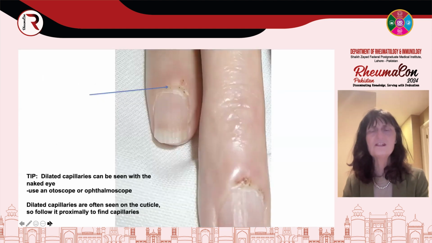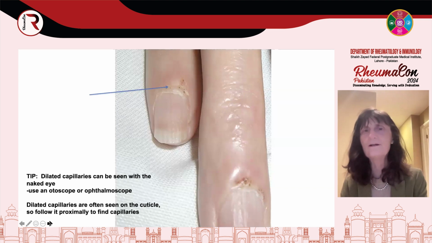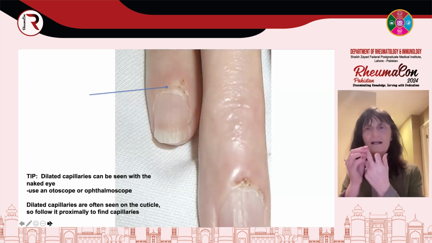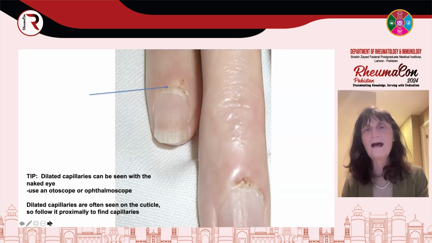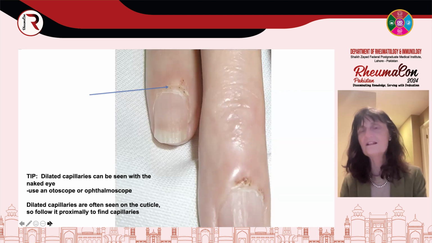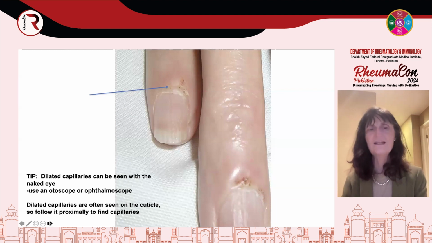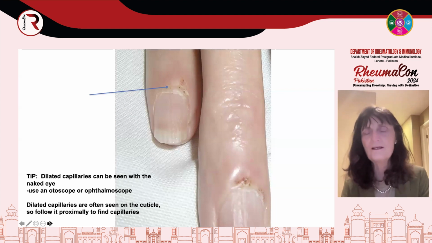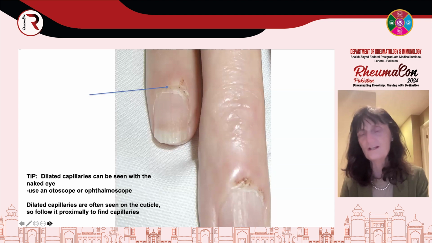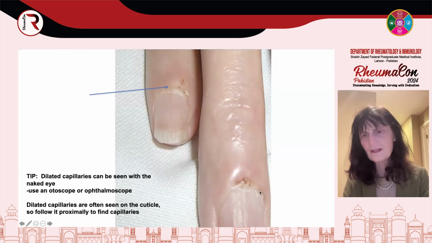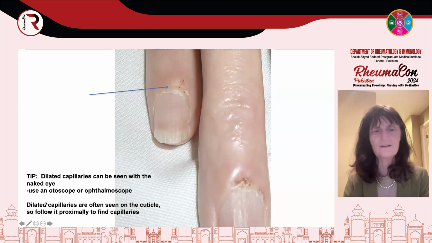So here, you can see dilated capillaries. At the blue arrow, you're looking at just a vascular change on the cuticle. And if you follow it back, you can see some capillary change, and you can see it more on the other finger I'm showing you. And you can see a little bit of shininess. And when you look at this patient, you'd say, oh, lots of capillary changes, especially on the longer finger that I'm showing you. So you'd say, wow, that looks like secondary Raynaud's.